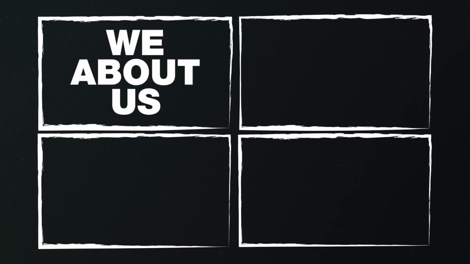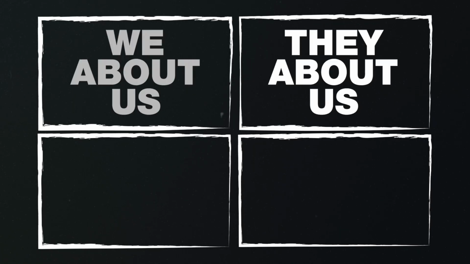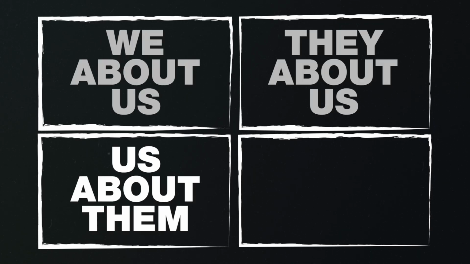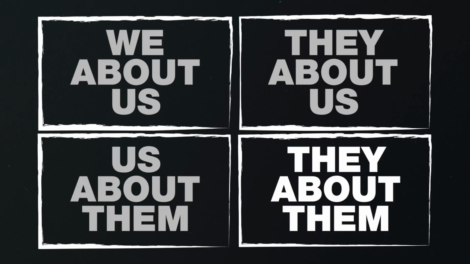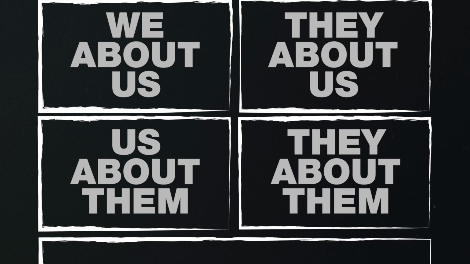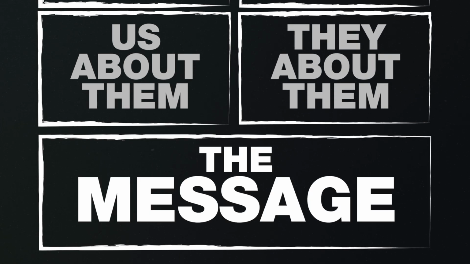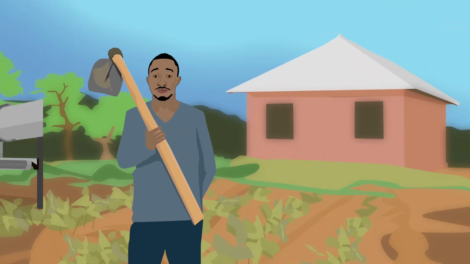Draw 4 quadrants. We about us, or how do we perceive ourselves? They about us? How might they perceive us from their position? Us about them? What is our perception of them? They about them? How do they perceive themselves? And finally, leave room for the message that you will use to reach this group based on the analysis. Let's try it with an example.